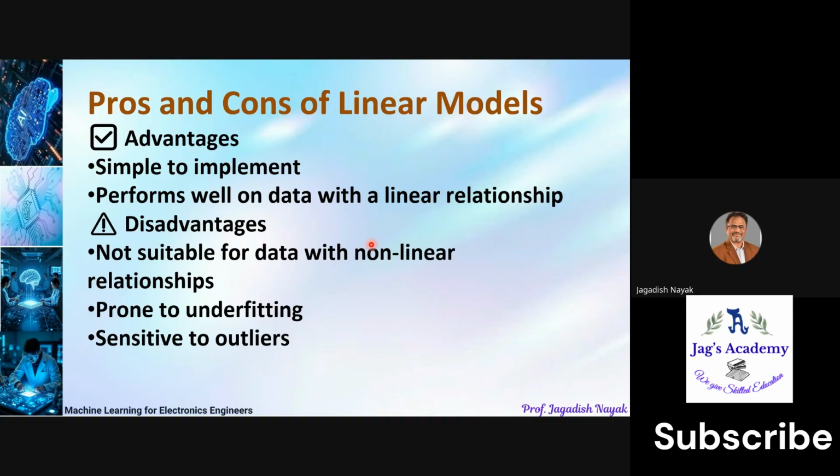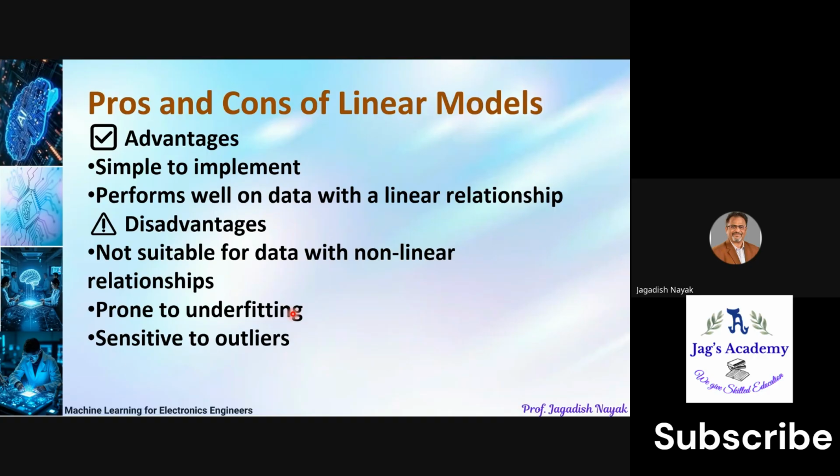In that case, you have to go for neural networks. It is also highly prone to underfitting sometimes, and sensitive to outliers. If you have outliers, this may not work, because the data will become highly non-linear when you have many outliers. These are the pros and cons of linear models. So this completes the chapter on linear regression.